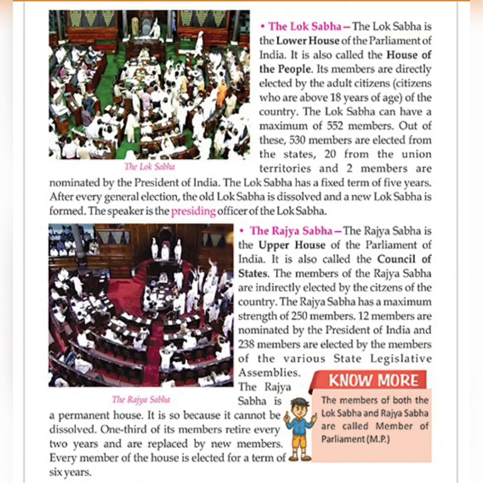The Rajya Sabha is the permanent house, because it cannot be dissolved. One third of its members retire every 2 years and are replaced by new members. Every member of the house is elected for a term of 6 years.